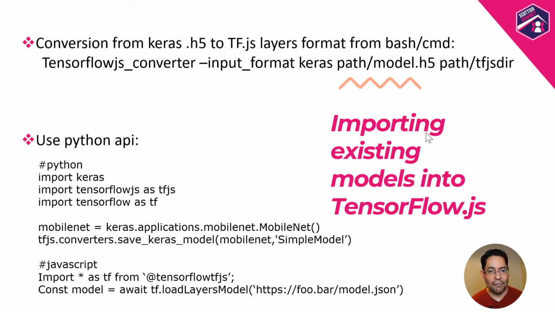So in Python, what we do is we import Keras and we import TensorFlow.js and TensorFlow. Then we load our model, in this case a MobileNet model. And then we use the TensorFlow.js converters save Keras model function, and then we can save it in the TensorFlow.js layers format. Then in our JavaScript application, we can import TensorFlow.js, and load our layers model by using await tf.loadLayersModel. And then we can just use it. We will have a look at this in our second example in a short while.